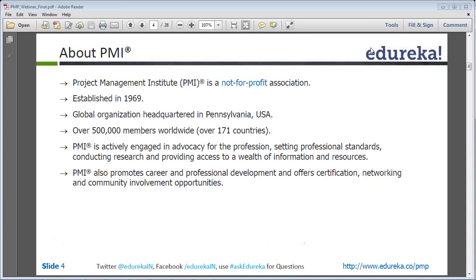So PMI, or Project Management Institute, is a non-profit organization established in 1969. It's a global organization headquartered in Pennsylvania, USA, and currently it has 500,000 plus members worldwide across 171 countries, and it is actively engaged in the advocacy for the profession, setting professional standards, conducting research, and providing access to a wealth of information and resources. It also promotes career and professional development and offers certification, networking, and community involvement opportunities.